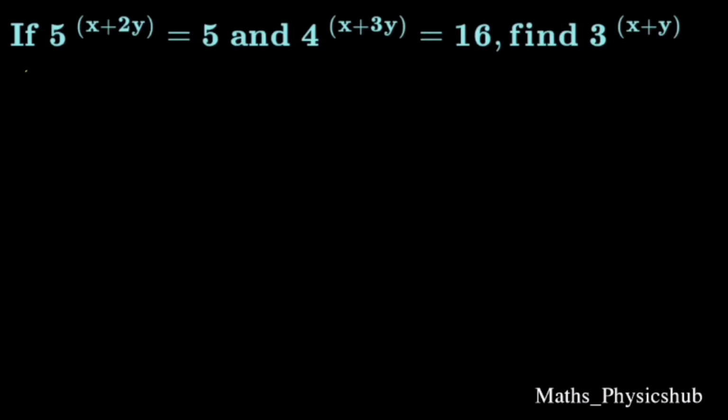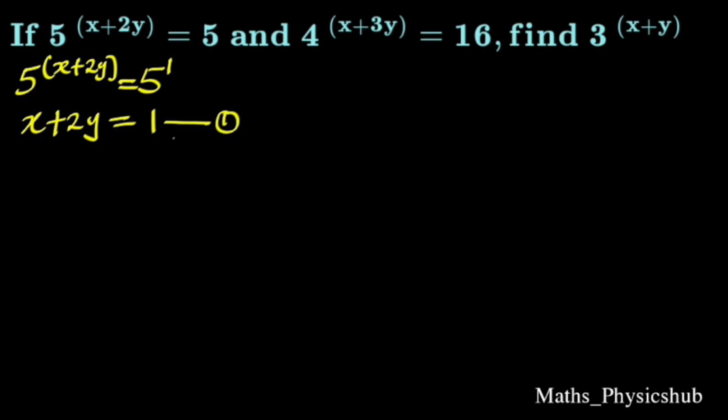Starting with the first equation, 5 power x plus 2y equals 5. Let's make the power of 5 on the right side 1. Making the power 1 doesn't change anything, because 5 power 1 is still 5. Since both sides have the same base, next we equate their powers. Doing so will give us x plus 2y equals 1. Let's call this equation 1.